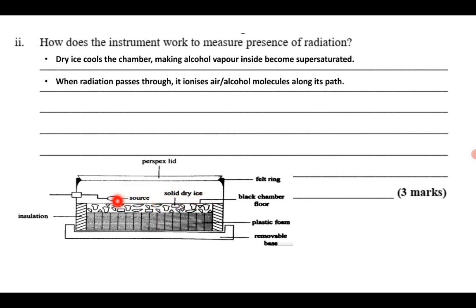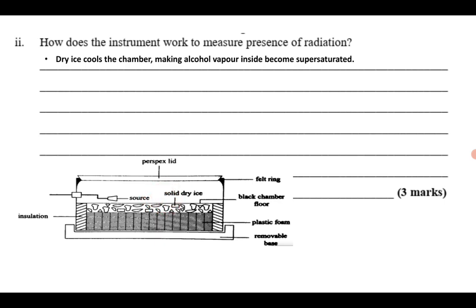Okay, so we are saying there's alcohol vapor here, which needs to be saturated by the solid dry ice, which is very cold. So when it gets saturated, the radiation that passes through the vapor is going to ionize the alcohol.